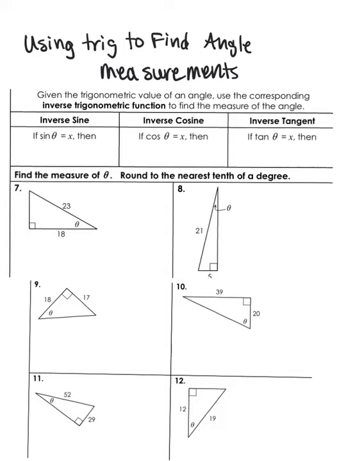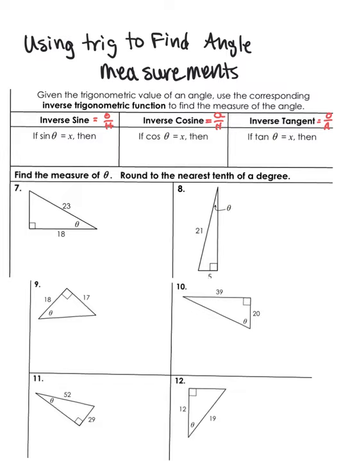Okay, so this video is about using trig functions to find angle measurements. We have to remember still the basics that the sine of theta is equal to opposite over hypotenuse, the cosine of theta is equal to adjacent over hypotenuse, and that the tangent of theta is equal to opposite over adjacent. We also have to understand that trig functions have inverses, have opposites, just like the opposite of addition is subtraction, the opposite of multiplication is division, the opposite of squaring is taking the square root.